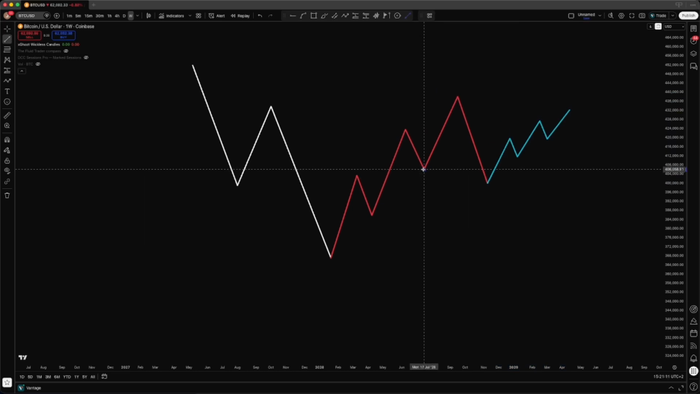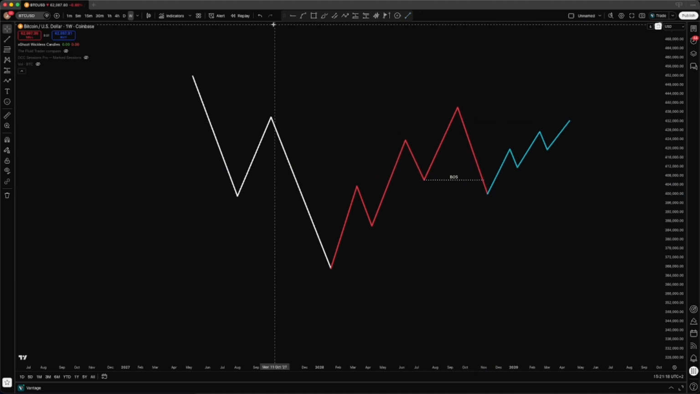But in this case, we will see a break of structure of our level 2 and another pullback. So many traders will think, oh no, this one failed the breakout and now we are going lower.